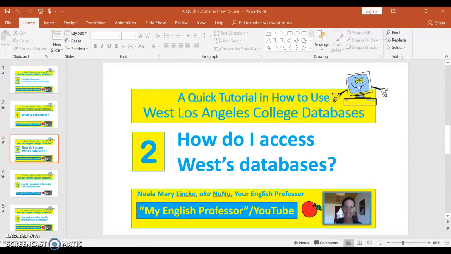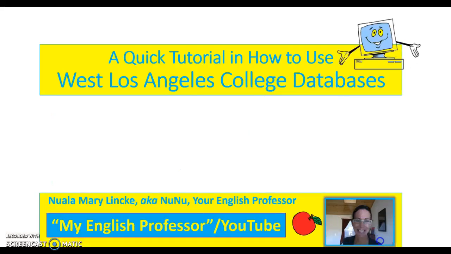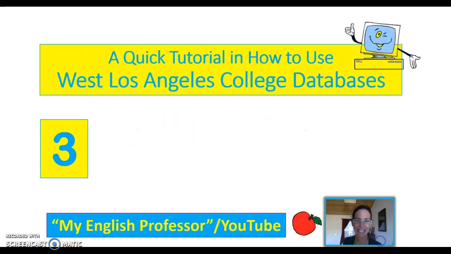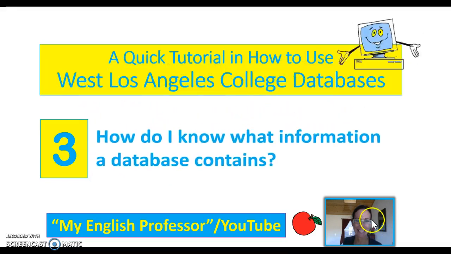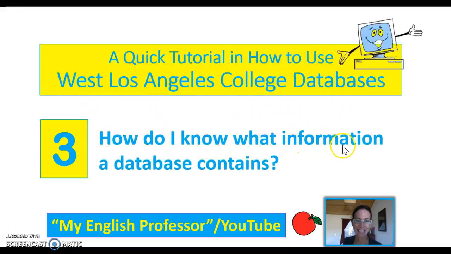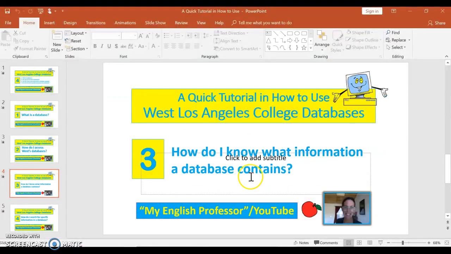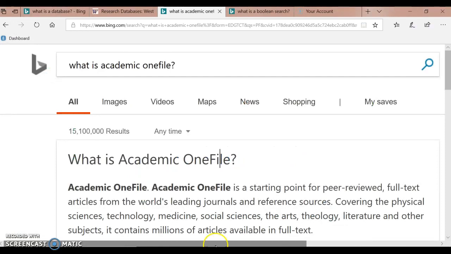So this answers our next question. We had finished answering question 2, how do I access West databases? And I just answered question 3. How do I know what information a database contains? Well, I need to read a description of the database, or I need to go into the internet and research the database. All right, let's move on.